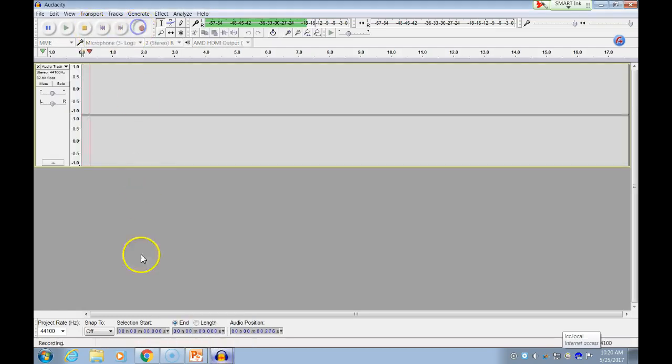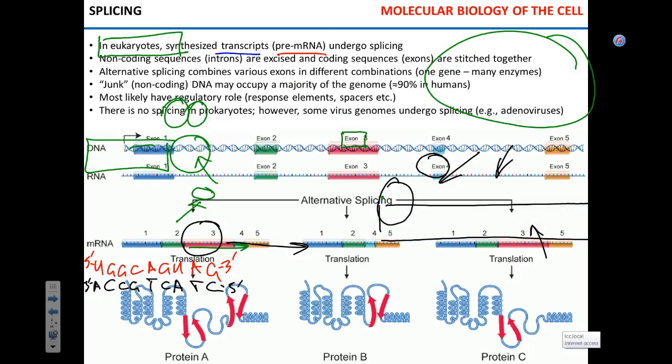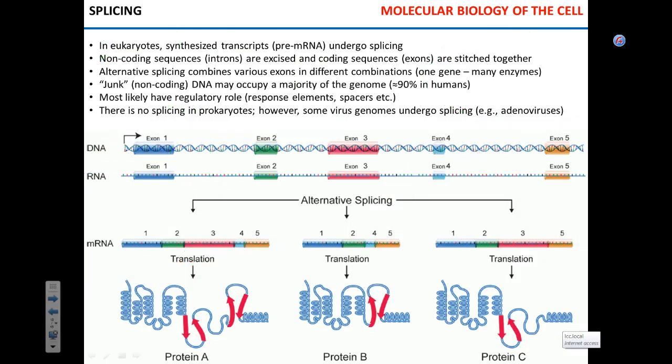So we're gonna continue the conversation about gene expression, and before we move on to translation, we talked about transcription just before that, and we focused on prokaryotic. In eukaryotes, there is one more step after the RNA is synthesized. This step is called splicing.